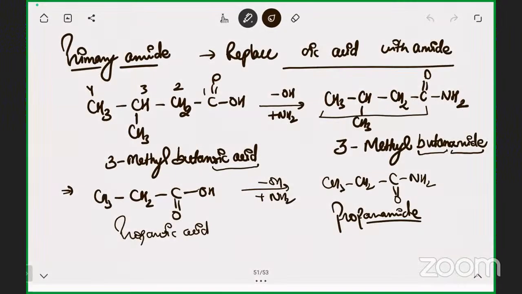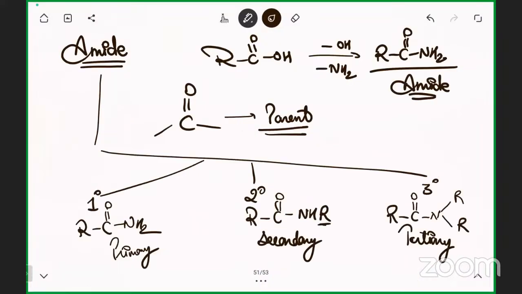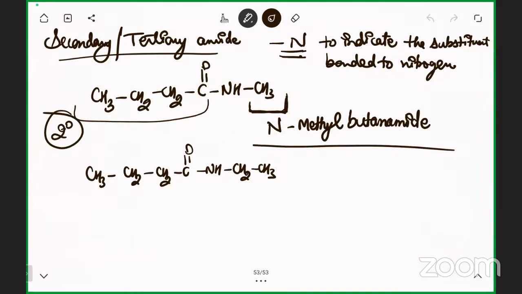First see again. If one R is bonded, then it is secondary. If 2 R are directly bonded with this N, then it is considered tertiary. But if you have a long chain of R over here, but still one H is present, then it is secondary. While in case of tertiary, we have 2 R directly bonded with the N. So now see this compound. We have one H here and one long chain is present. So this is again an example of secondary amine. Clear? Yes, sir. So now tell me the name.